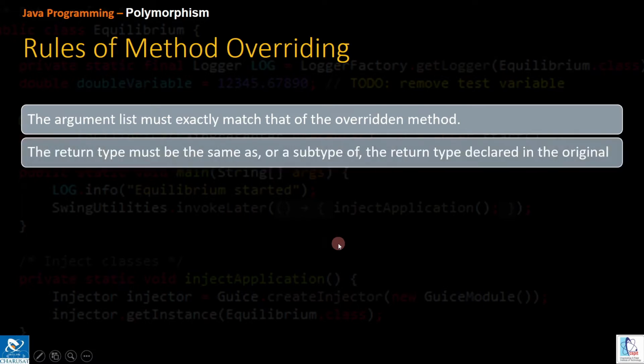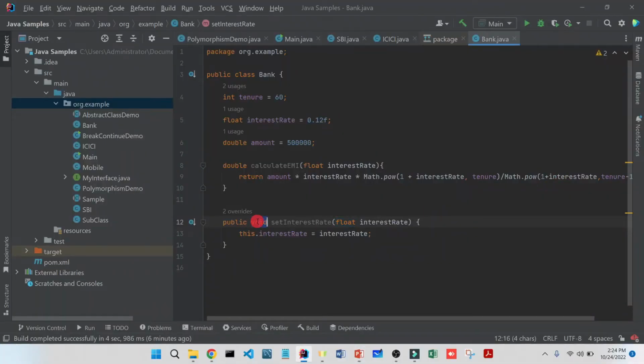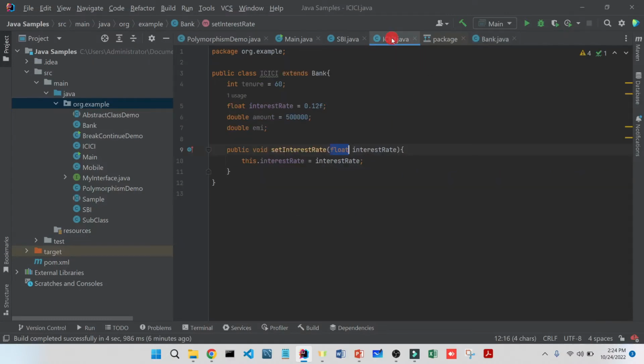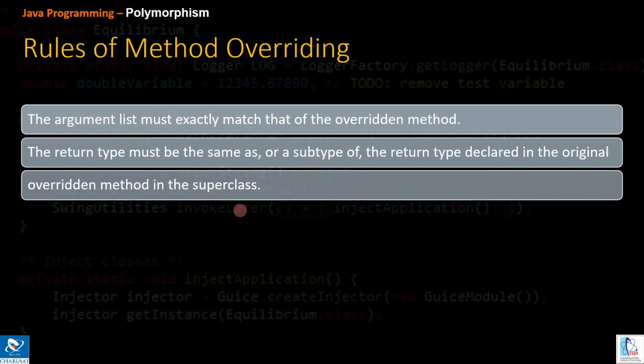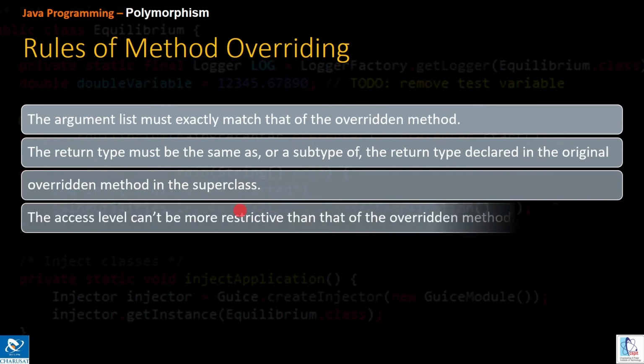What is the second one? The return type must be the same as, or a subtype of, the return type declared in the original method in the superclass. We have the similar return type, that is void, in both cases. The access level can't be more restrictive than that of the overridden method.